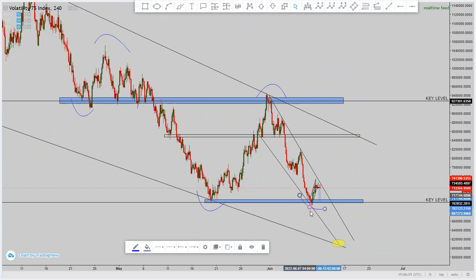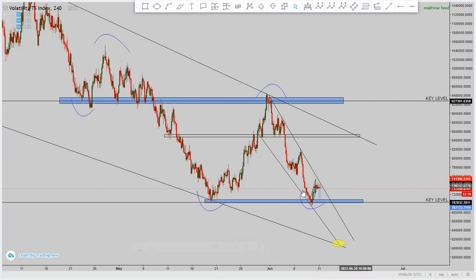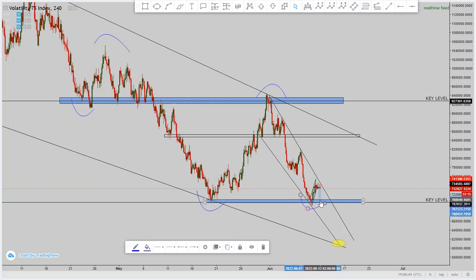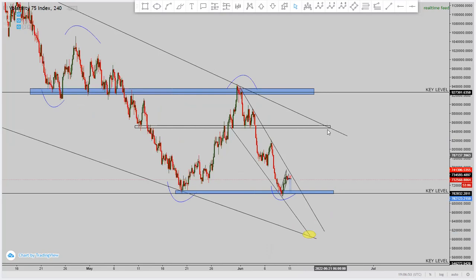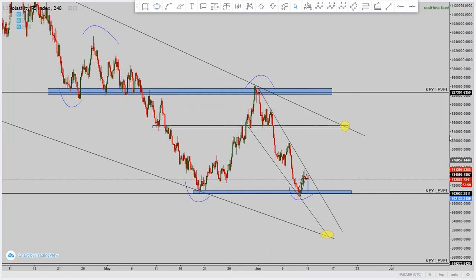So we now simply wait. If you're not already in, you can wait for price to come there. If you get a rejection, you can buy. Then after the break of this channel, you can buy as well. Then at the top of the channel, we expect sells there. So volatility 75, guys, that is it.